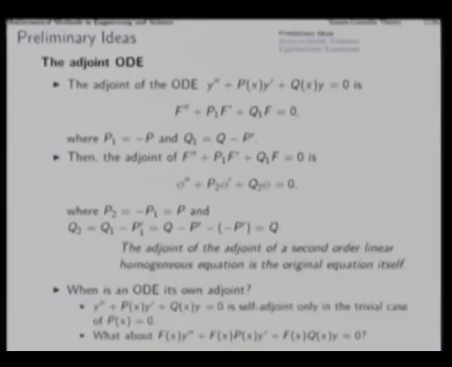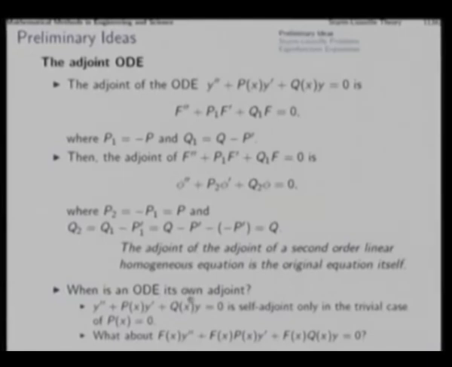Then you asked which matrix is its own transpose, and as answer you found that it is a symmetric matrix, or which matrix is the conjugate transpose of itself? As answer you found that it is the Hermitian matrix. A similar question you can ask here. When is an ODE its own adjoint?